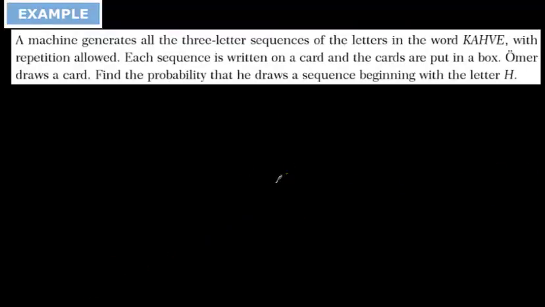Okay. A machine generates all 3-letter sequences of the letters K, A, H, V, E. So we have the set, and in our set we have K, A, H, then V, then E. This is like numbers. With repetition allowed, it means that you can use one letter, let's say A, 3 times in your 3-letter word. Each sequence is written on a card and the cards are put in a box. Ömer draws a card. What is the probability that he draws a card beginning with the letter H?